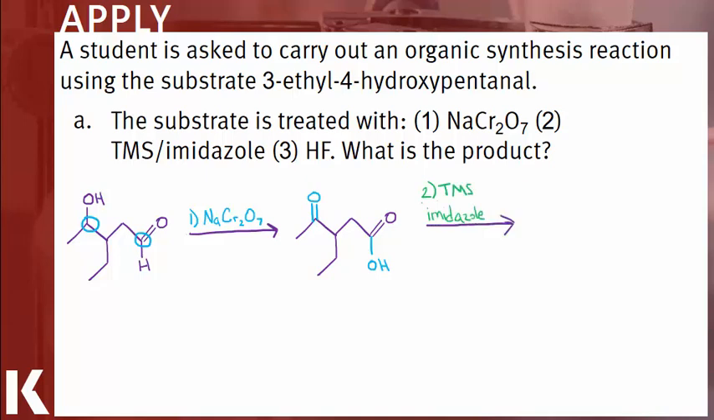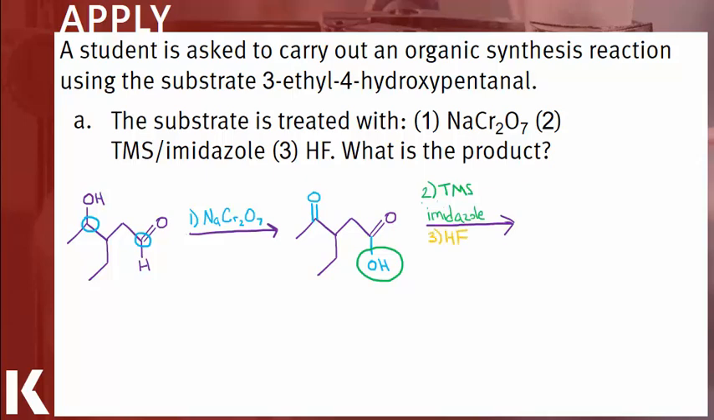This protecting group will typically replace the acidic hydrogen in alcohols, but is very selective and wouldn't react with the OH in carboxylic acid. Therefore, treatment with TMS and imidazole would not change the reactant. So let's move on to the third step and predict the product formed with the treatment of hydrogen fluoride.